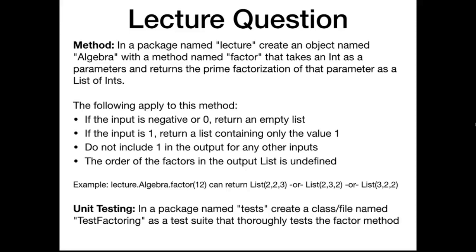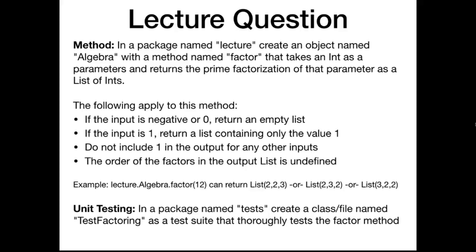For this lecture question, I'm asking you to compute the prime factorization of an int. So given some int, give me all of the primes that were multiplied to be able to get that int. With a few special conditions. If the input is negative or 0, return an empty list. If the input is 1, return a list containing only 1. And if the input is anything else, any integer 2 or greater, do not include 1 in the prime factorization.